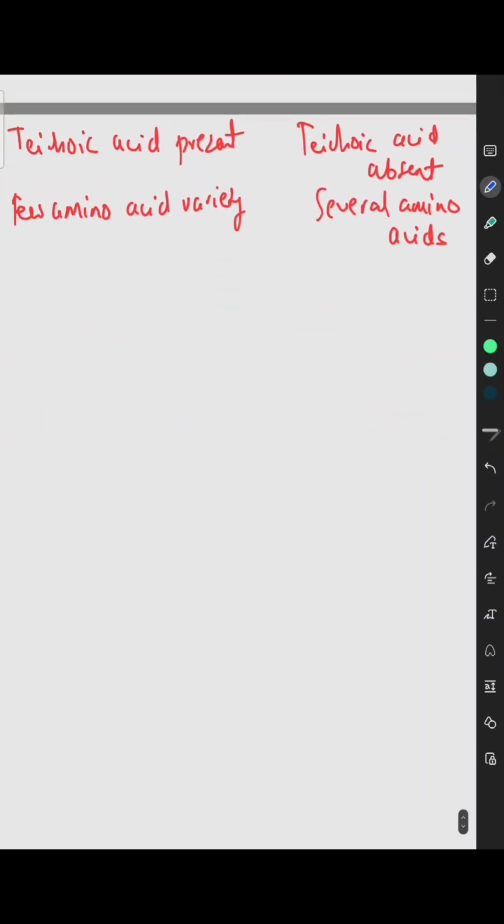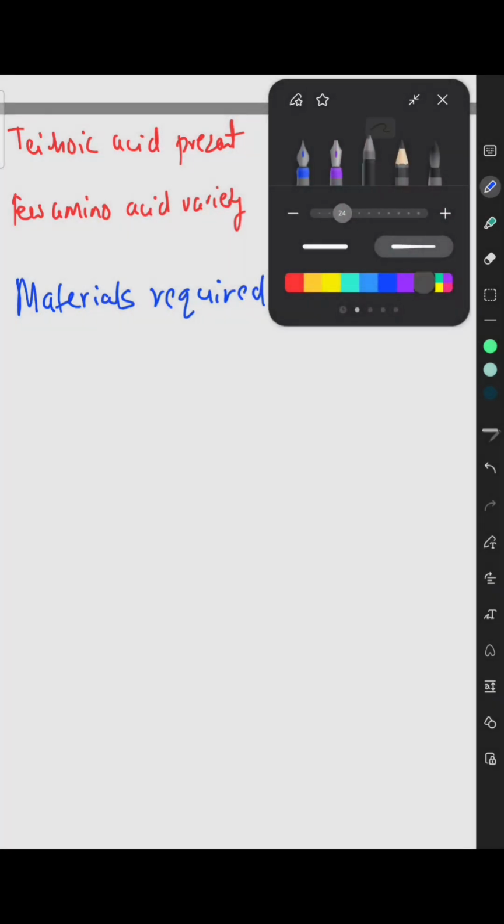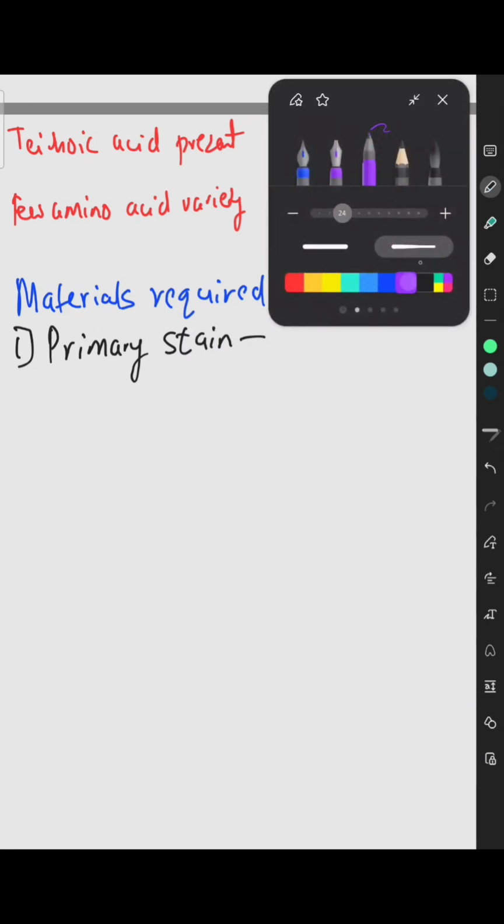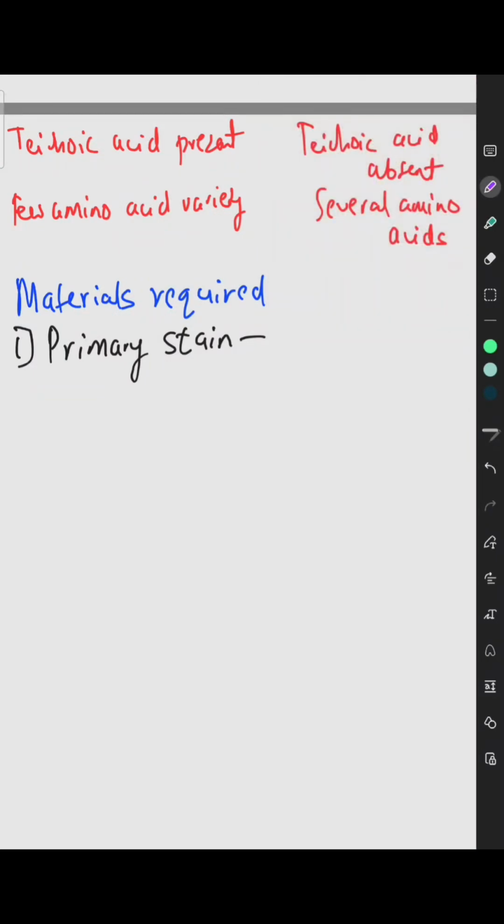So moving on, let us look at the materials which you will require. The first and most obvious one is a specimen from which you are going to make a slide, and a clean slide obviously. So we will be making a smear first. Now apart from that, the materials required for the gram staining start with a primary stain. For the primary stain we mostly use crystal violet, but it can also be methyl violet or gentian violet.